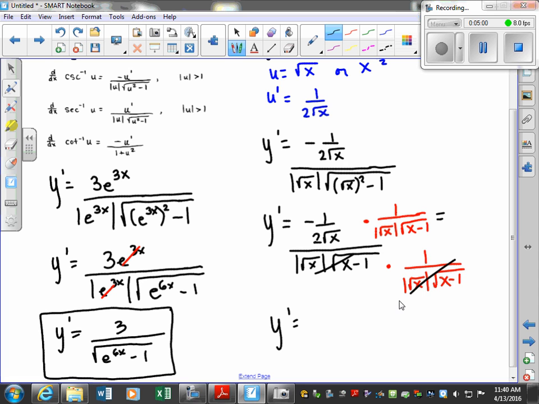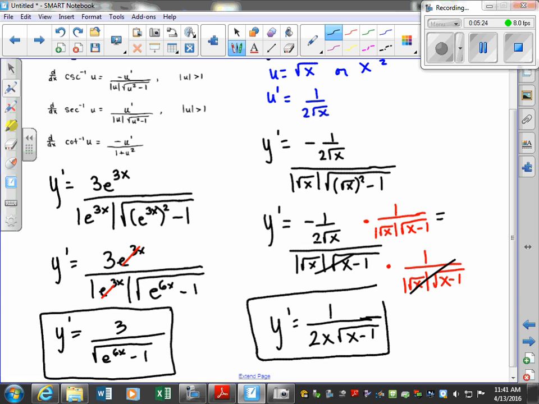y prime is equal to, up here, a -1 times a +1 is just a 1. And then we would have, what's the square root of x times the square root of x? Just x, so good, that would give me a 2 that I carry down, and then that simplified to an x, and then of course I have that x minus 1 that's under the square root. And it is absolutely a negative from -1 times a +1.